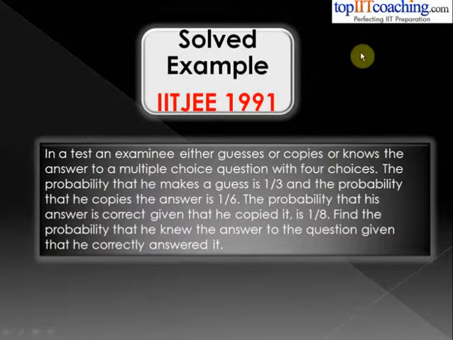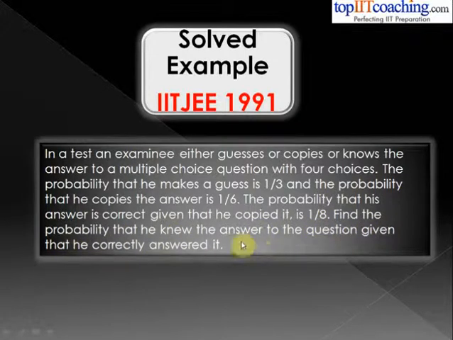Now let's see the last solved problem, which appeared in IDJ 1991, and it says that in a test, an examinee either guesses or copies or knows the answer to a multiple choice question with 4 choices. The probability that he makes a guess is 1 by 3, and the probability that he copies the answer is 1 by 6. The probability that his answer is correct given that he copied it is 1 by 8. Find the probability that he knew the answer to the question given that he correctly answered it.